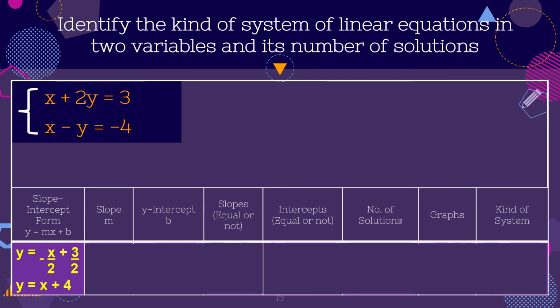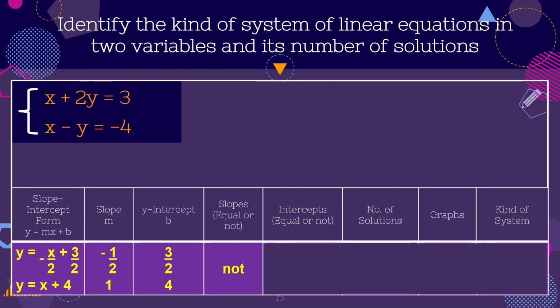Then, copy the value of the slope. So we have negative 1/2 and positive 1. Then copy the value of the y-intercept. So we have 3 over 2 and positive 4. So in the fourth column, we are asked to compare their slope. Are the slopes equal or not equal? Obviously, it is not equal.